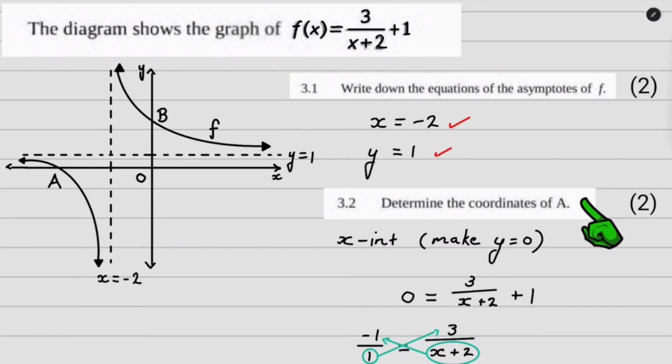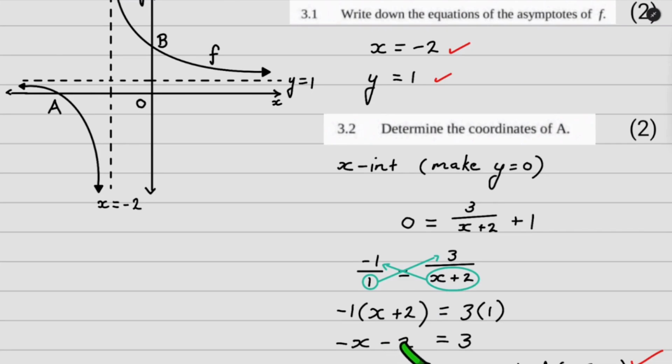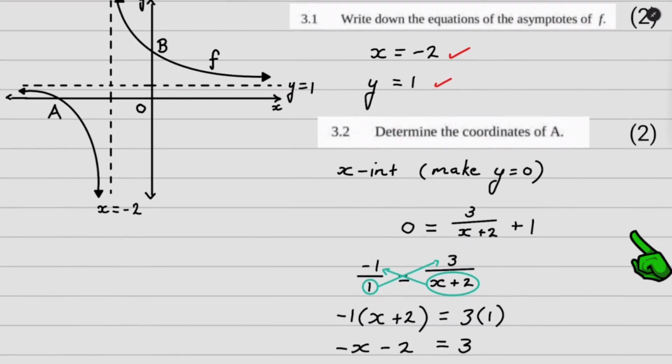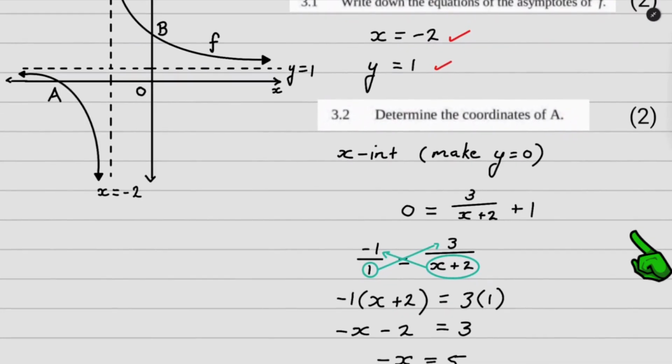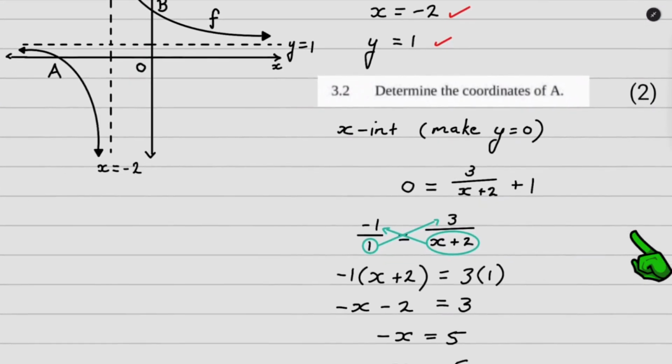So if I go ahead and multiply those, we're going to get 3 times 1, which is just 3. And then we're going to get minus 1 with this in a bracket next to it, like so. And then from there, 3 times 1 is just 3. And if I distribute this minus 1, I get negative x and negative 2. And then I take that negative 2 over to the other side. And when I do that, it becomes plus 2. So 3 plus 2 will give us 5. And then I divide both sides by negative 1, leaving me with x equals negative 5.